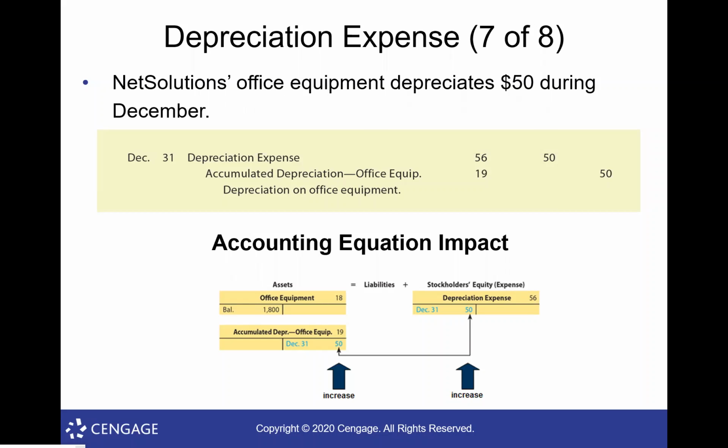Let's see, that doesn't give us a great example. Yeah, that's not great. It just says Net Solutions office equipment depreciates $50 during December. So our entry to recognize that depreciation is going to be that we'll debit depreciation expense $50, and we'll credit the accumulated depreciation account $50. I don't think that's really helpful.